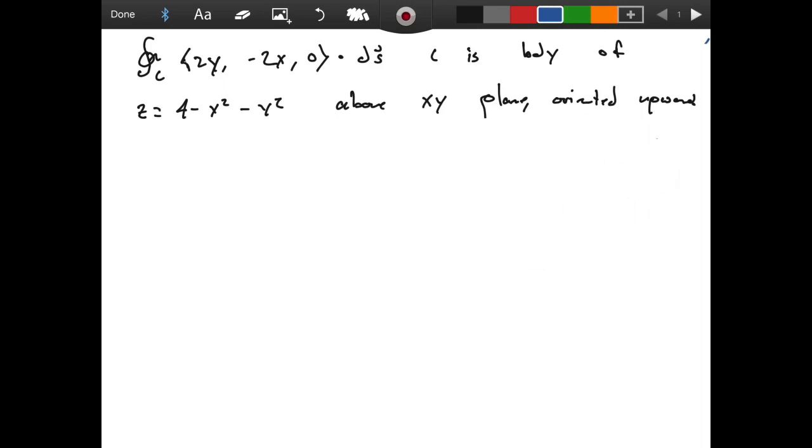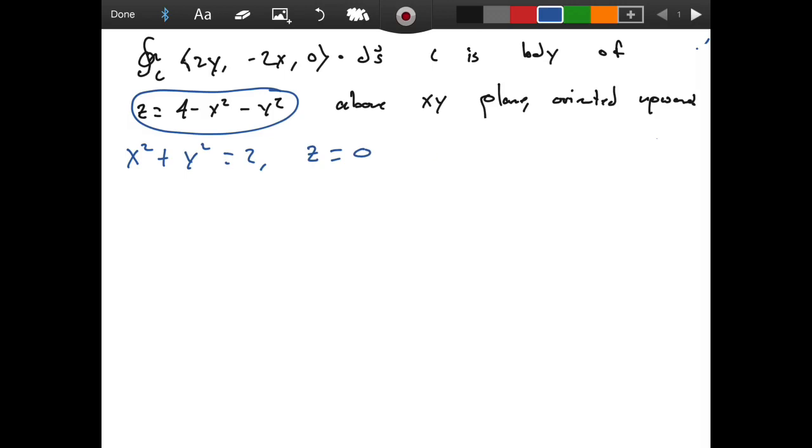Now, C is the boundary. Yes, it is the boundary of that surface right there. But what other surface is it the boundary of? C is also the boundary of the surface x squared plus y squared equals 2, and z equals 0. In other words, it's the boundary of the disk of radius 2 in the xy plane.